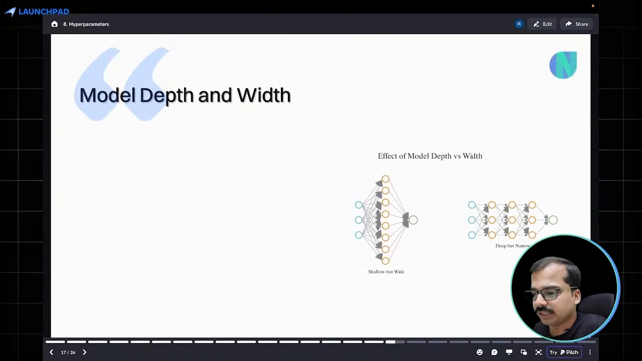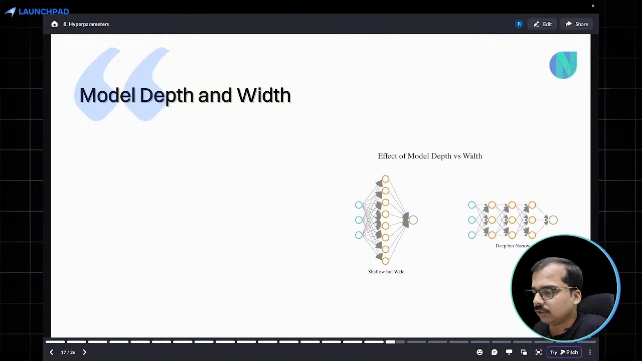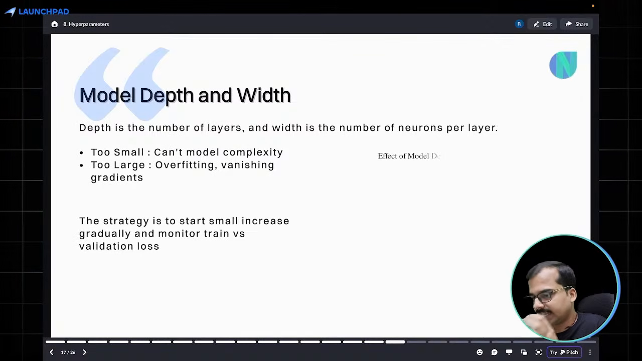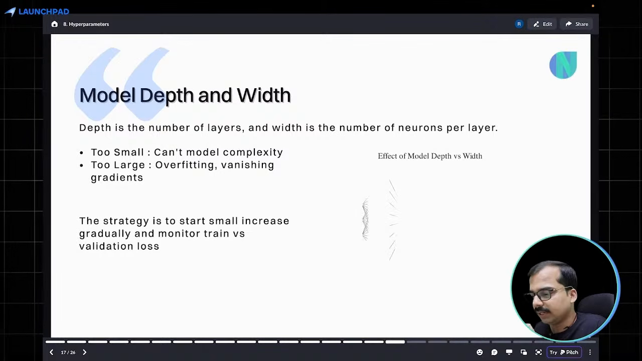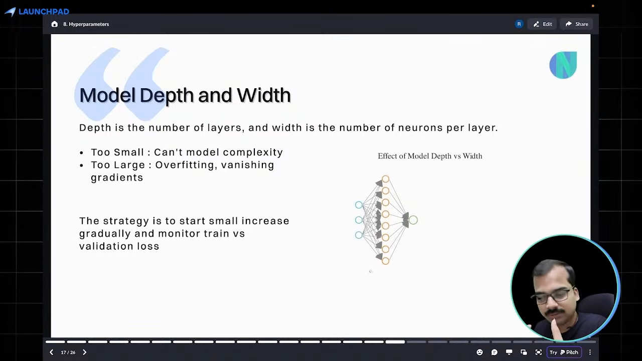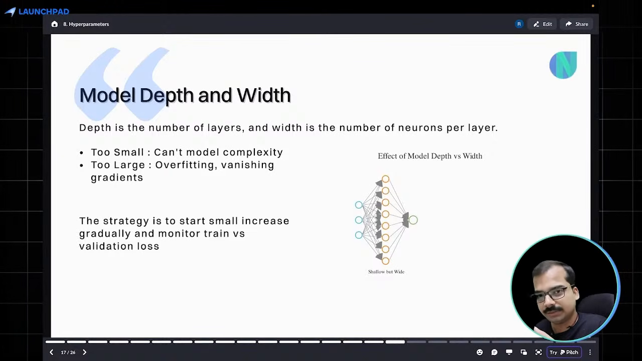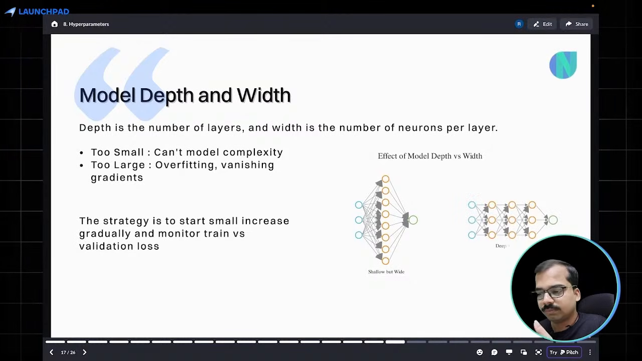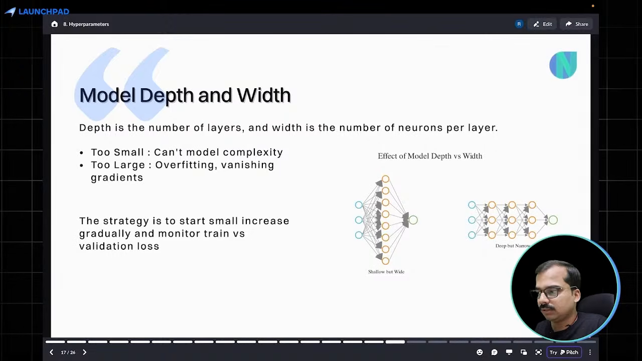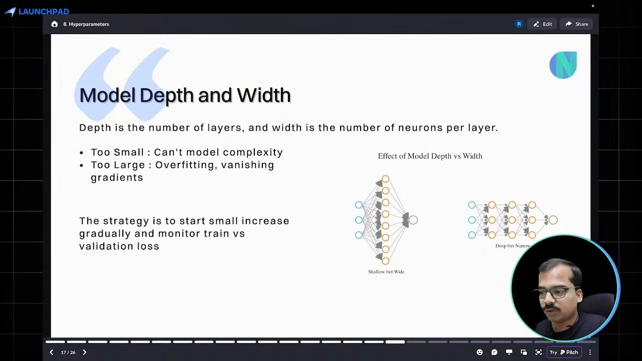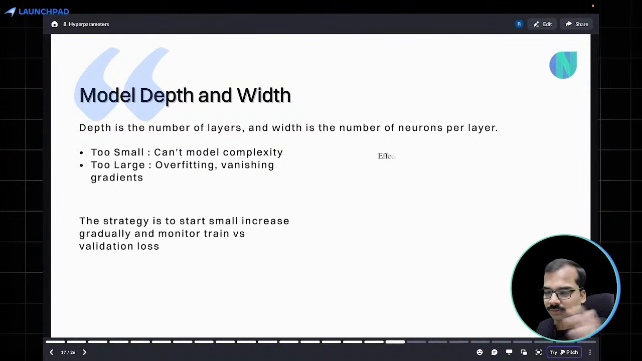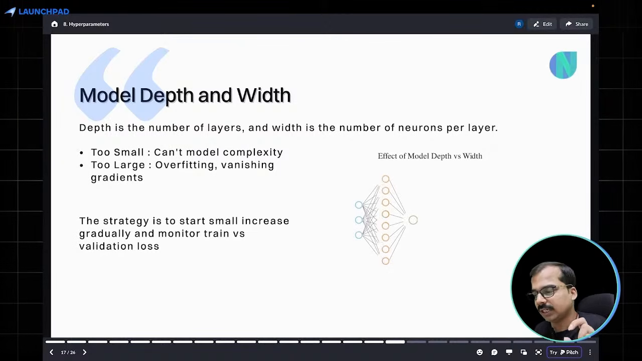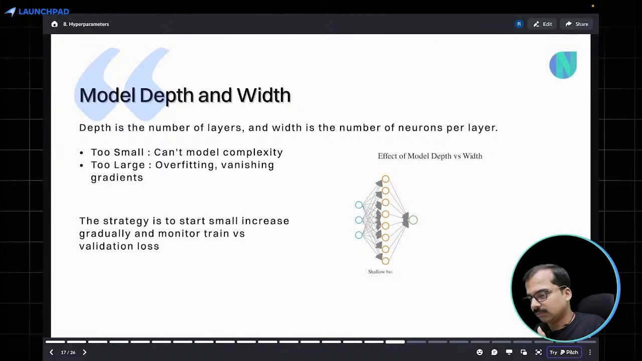Then another important concept is model depth and width. If your model is very deep, it can learn way more complex things, but it has a chance of overfitting, and it also has a chance of vanishing gradient. Why vanishing gradient? Because when you do backpropagation, you might have very small gradients, like 0.1, 0.2. If you go backwards and your depth is way too large, 0.1 times 0.2 times 0.3, very small numbers, when they multiply, they come closer and closer to zero.